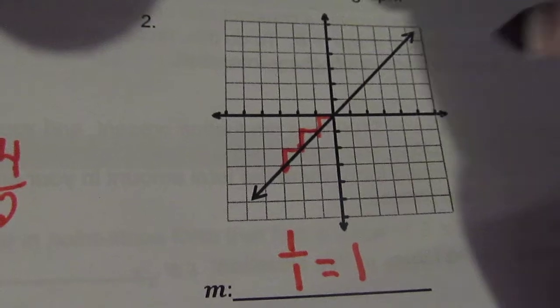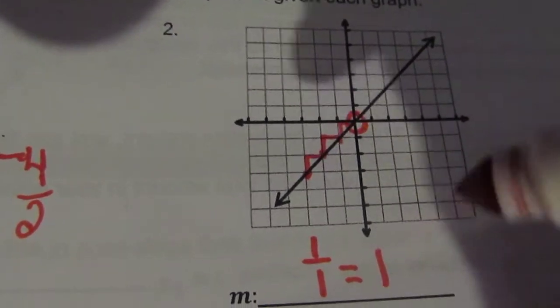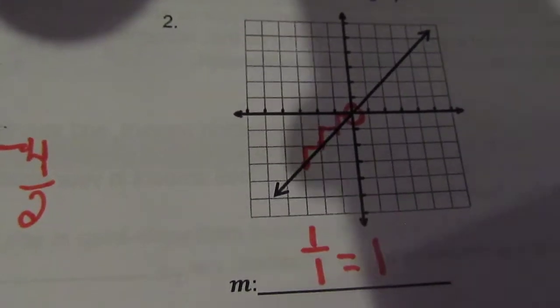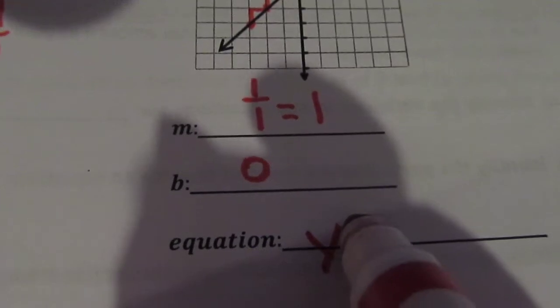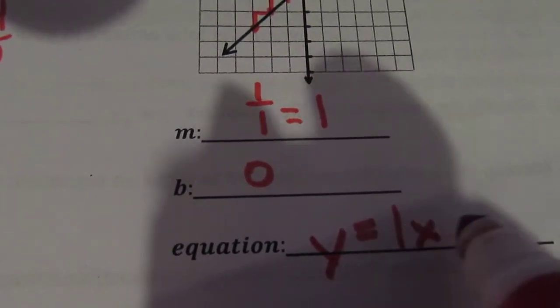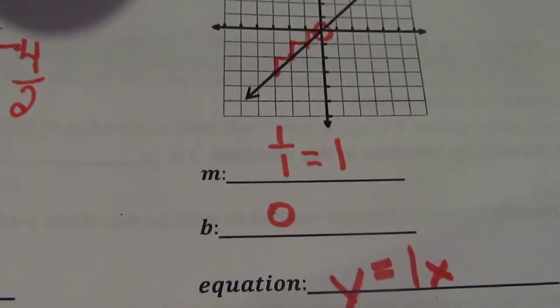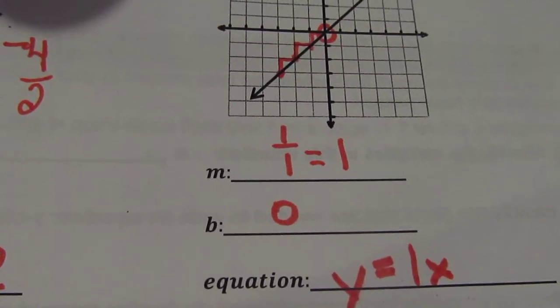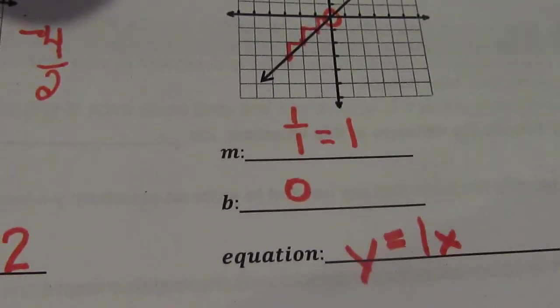And then I look for my y-intercept. There it is, right at the origin, so it's 0. Ready to write the equation? Sorry about the shadow there. We've got y equals 1x, and because it's going through the origin there, I'm just going to leave it y equals 1x. I don't have to put the plus 0. You could if you want, but you don't have to. Okay, moving on.